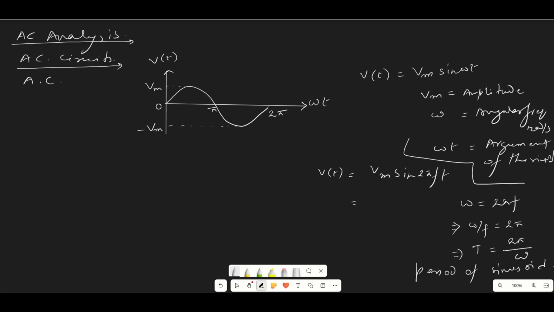Right? So now, in order to move any further, first we should know a few terminologies. So let's start one by one. What are those? Starting with, the first one is waveform. So what is a waveform? A waveform is a graph in which the instantaneous value of any quantity is plotted against time, right?